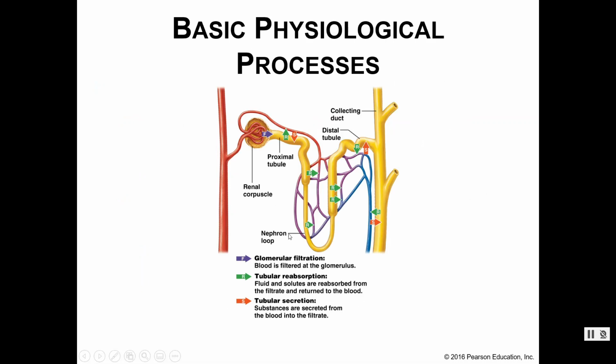All right, in our picture, you can see where all these things are happening. Filtration only happens here at the glomerulus, but reabsorption and secretion happen at the proximal tubule. The loop is really just dedicated to reabsorption, and then your distal tubule and your collecting duct can do both reabsorption and secretion.